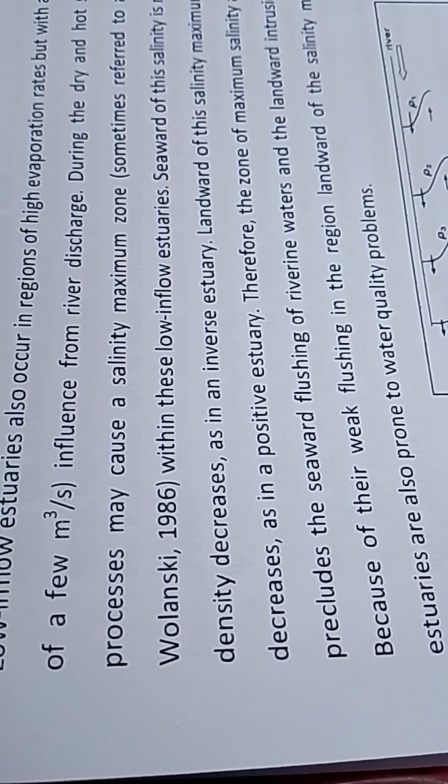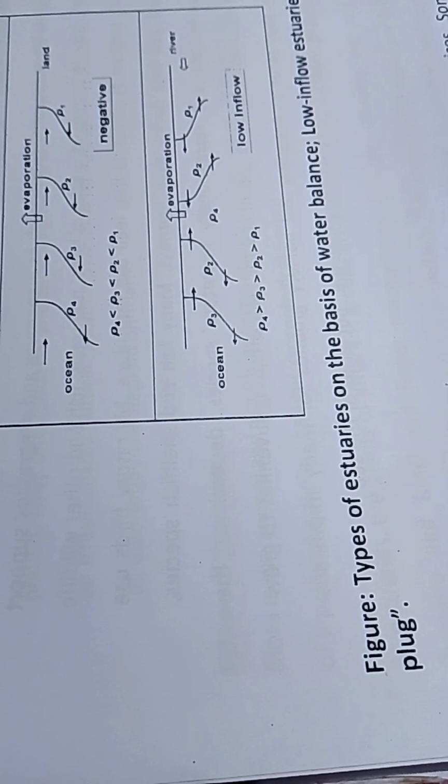the water density decreases as in an inverse estuary. Landward of the salinity maximum, the water density decreases as in a positive estuary. Therefore, the zone of maximum salinity acts as a barrier that precludes the seaward flushing of the riverine water and the landward intrusion of ocean water. Because of their weak flushing in the region landward of the salinity maximum, low inflow estuaries are also prone to water quality problems.